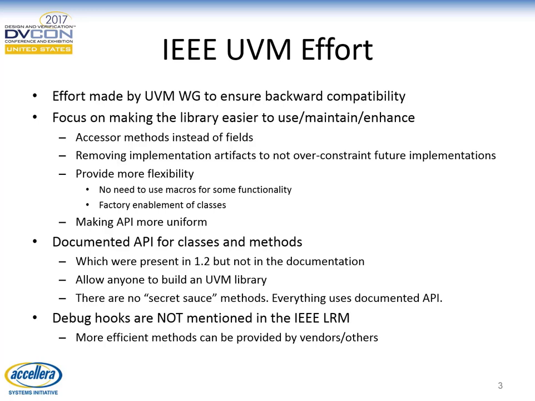A lot of you are using them. I'll give you a good example of what a debug hook is. For example, a factory.print or some of the config.db resource trace or phase trace. They are not mentioned in the LRM. That doesn't mean that's cause for removal.